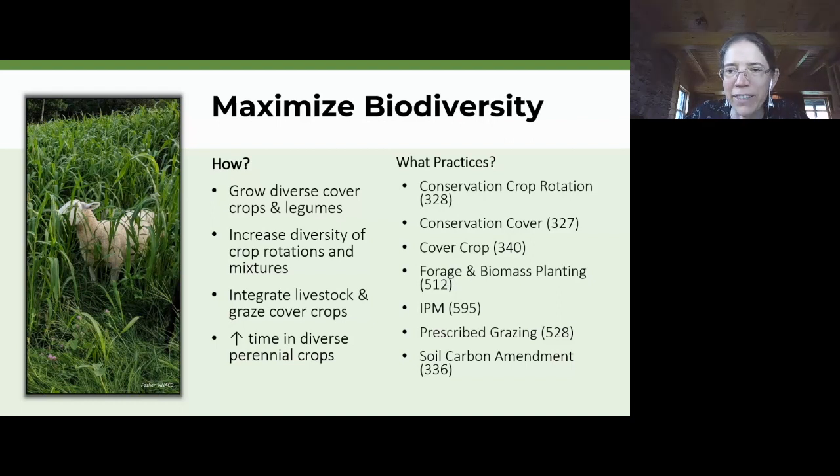And again, you see a lot of the same practices, right? Conservation crop rotation, conservation cover crop, forage and biomass planting, integrated pest management, prescribed grazing, and soil carbon amendment. All of those will increase biodiversity, both above ground in plants and animals, and below ground in the kinds of microbes that are able to proliferate and really do well in that system.